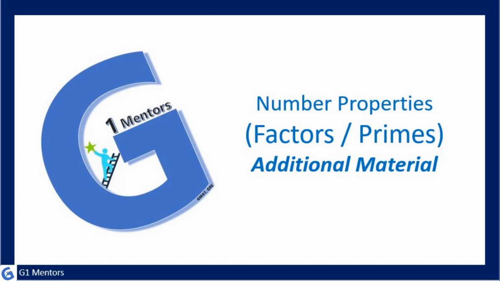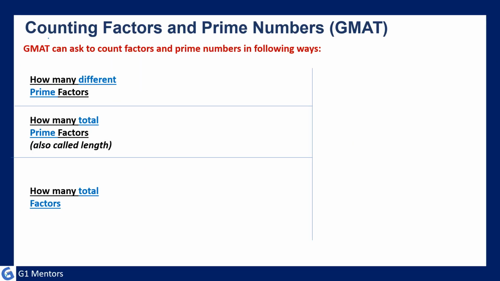Factors, prime numbers, and divisibility are important topics in number properties from where you can expect some good questions. One concept I would like to introduce is counting factors and prime numbers. On this topic, GMAT may ask you how many different prime factors there are of a number, or how many total prime factors there are of this number. This is also called the length of the number. GMAT may also ask how many total factors there are of the number. So these three kinds of questions can come in GMAT.